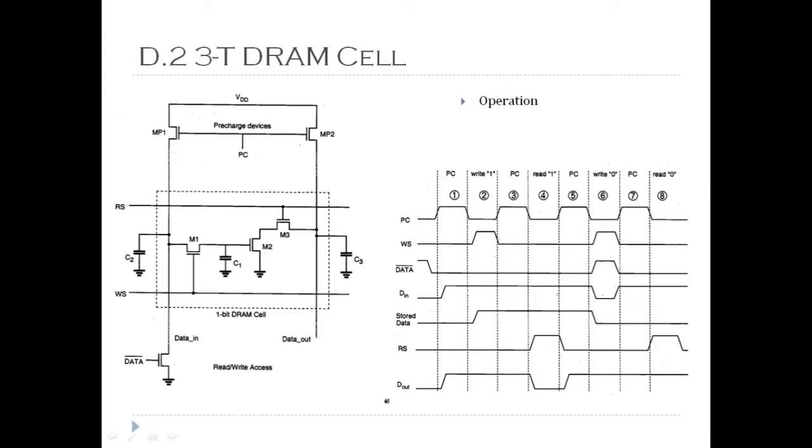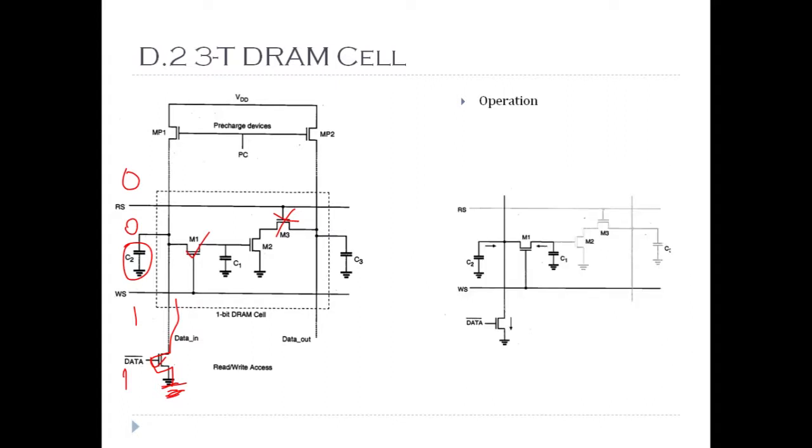So during write 0, data is 0, so data bar is 1. So this is on. The voltage on this column, on this capacitor C2, drops to 0. So here we have 0. Now during the write operation, W is equal to 1, read select equal to 0. As W is equal to 1, this is on, this is off, right? So the circuit looks like this, and because of this, the voltage on this capacitance is closer to 0.